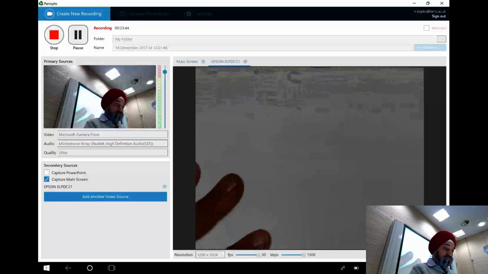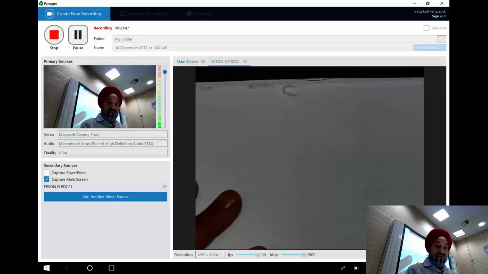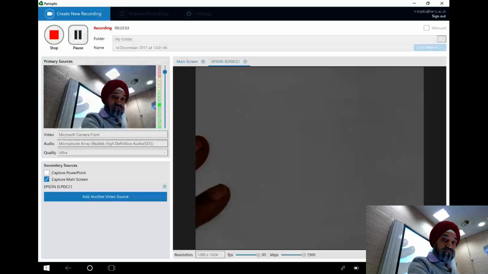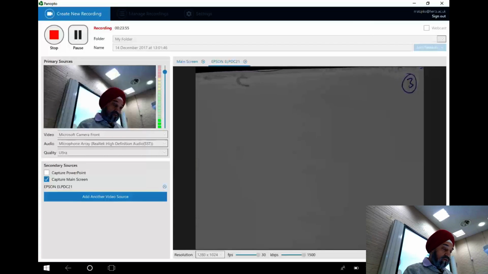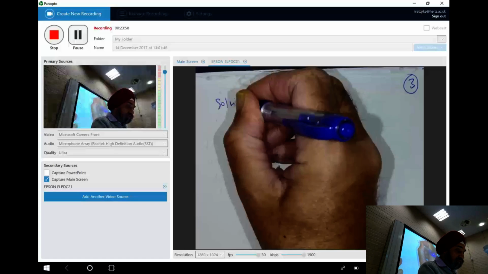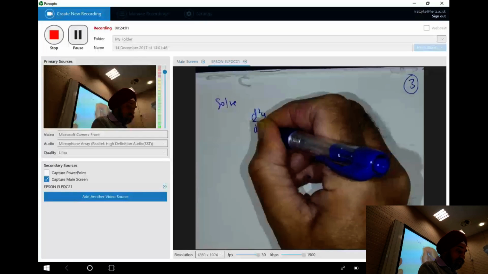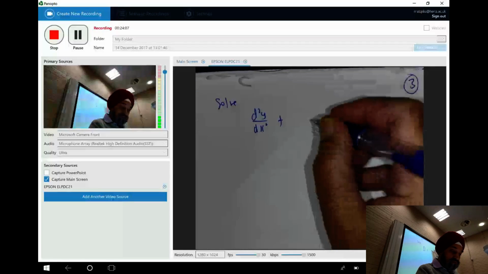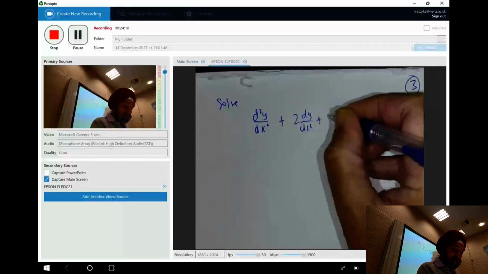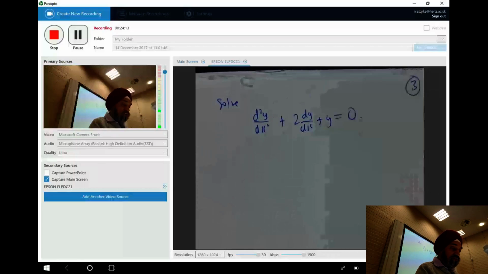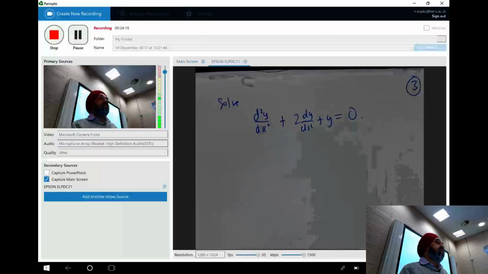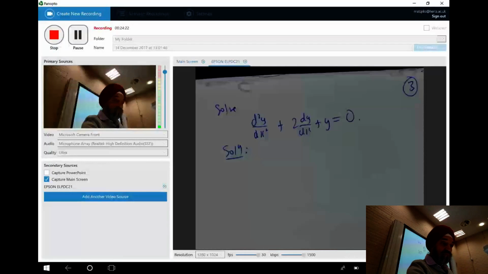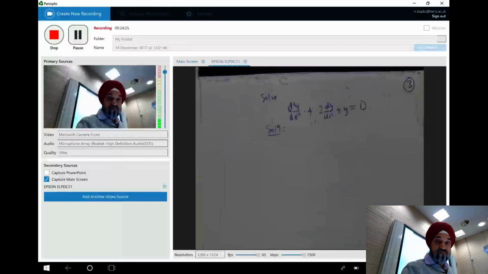I think this is page 3. Okay. Let's solve d2y by dx squared plus 2 dy by dx plus y is equal to 0. It's again a homogeneous equation, isn't it? Equal to 0, the same type. So how do we solve this one then?